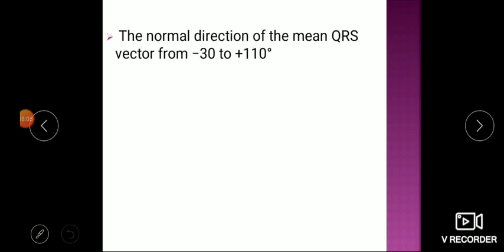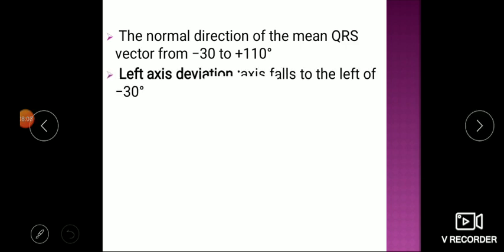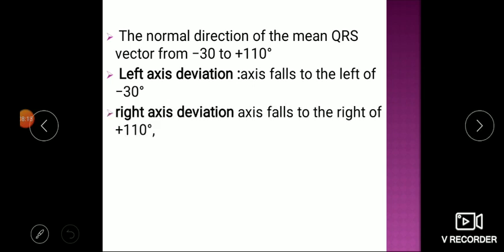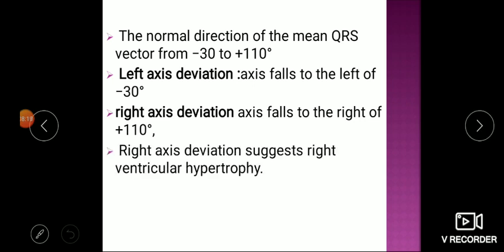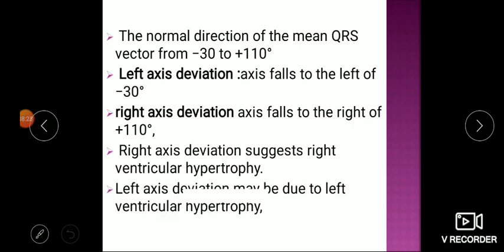So normal direction is -30 to 110. Left axis deviation: axis falls to the left of -30. Right axis deviation: axis falls to the right of plus 110. Right axis deviation indicates right ventricular hypertrophy, and left axis deviation will indicate left ventricular hypertrophy. So this is the clinical significance of knowing the axis of the heart. So we are finding it from the bipolar limb leads.